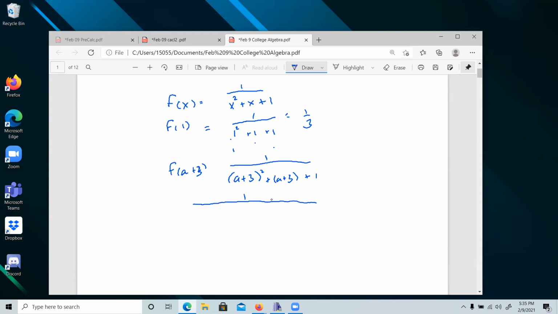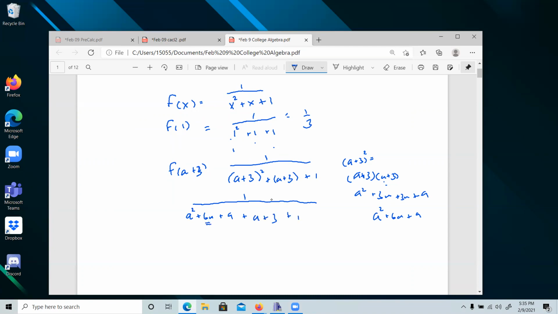So let's go ahead and do that. So a plus 3 squared. Right, that's a plus 3 times a plus 3, and all we have to do is FOIL this thing out. So we have our firsts, our outers, our inners, and our lasts. So we have a squared plus 6a plus 9. Okay, so here we're going to have a squared plus 6a plus 9, and then plus a plus 3 plus 1.